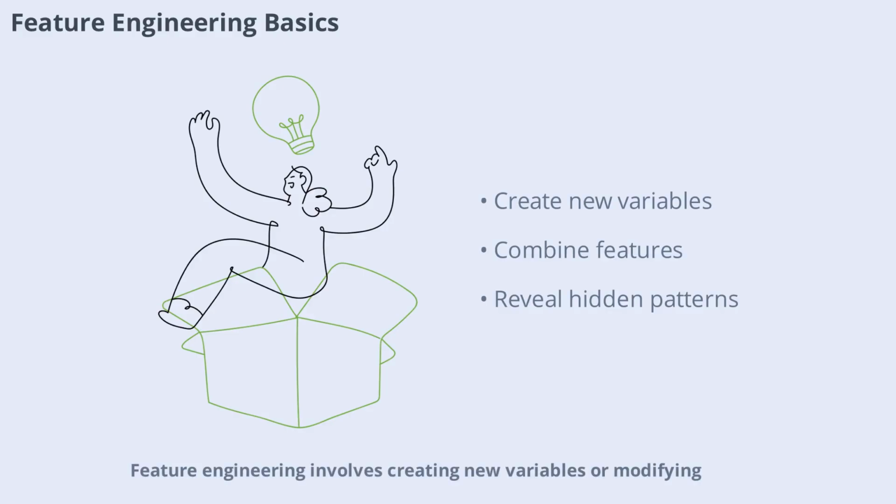Feature engineering involves creating new variables or modifying existing ones to improve the performance of your models. This can include combining features, extracting useful information, or transforming variables into more meaningful representations. Effective feature engineering can reveal hidden patterns and relationships in the data, leading to better predictions and insights. It's a creative process that requires domain knowledge and a deep understanding of the data.